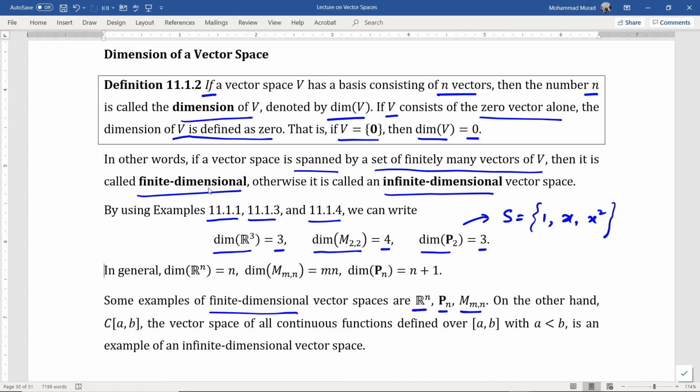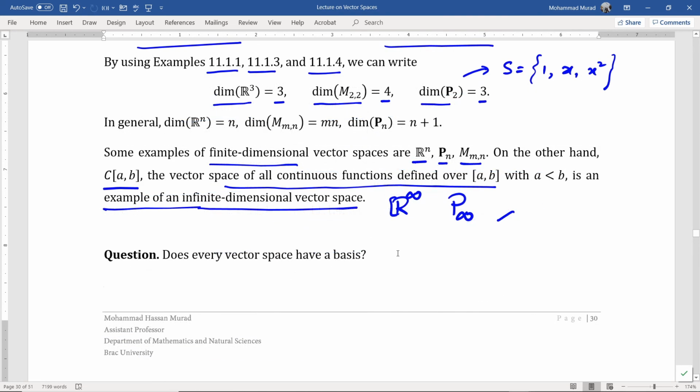On the other hand, C, the vector space of all continuous functions defined over the bounded and closed interval a to b, with a strictly smaller than b, is an example of an infinite dimensional vector space. Some other examples of infinite dimensional vector spaces are R infinity, P infinity. Please try to think about those spaces. Question: does every vector space have a basis?